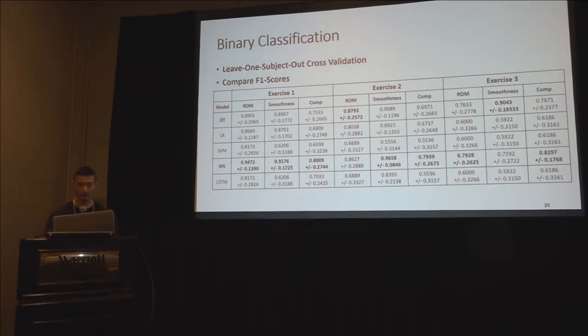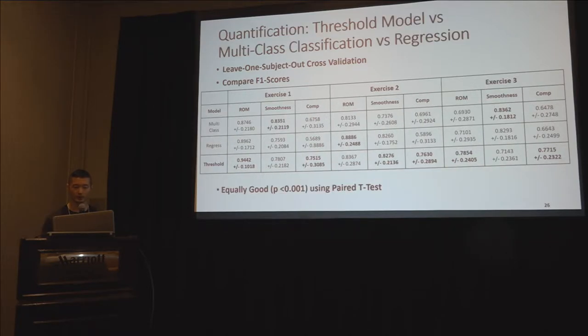This table summarizes our results for the binary classification. We used leave-one-subject-out cross-validation, where we trained the model without the testing subject and applied the testing on the held-out subject. Here we compare the F1 score across multiple models, and overall we found that the neural network and decision tree work well. We expected the LSTM might work well, but we found it is a bit difficult to derive a well-tuned model. Given the outperforming neural network and decision tree models, we implement the threshold model and compare it with the traditional multi-class and regression ones.